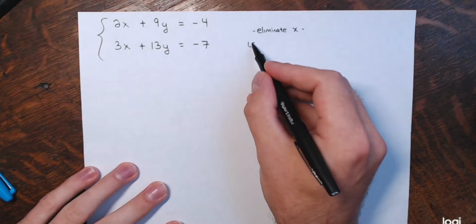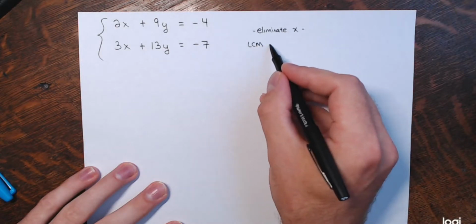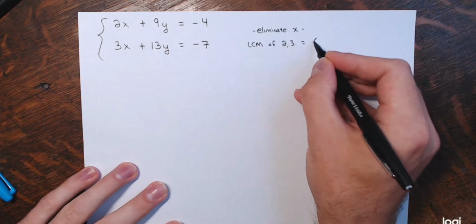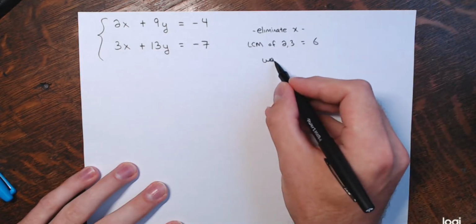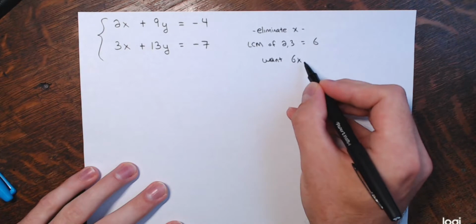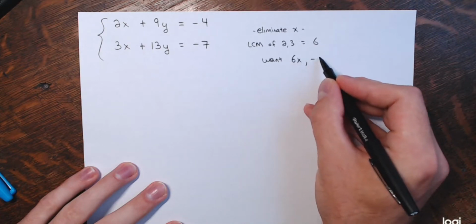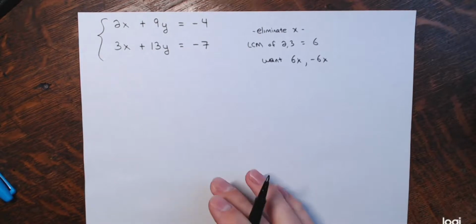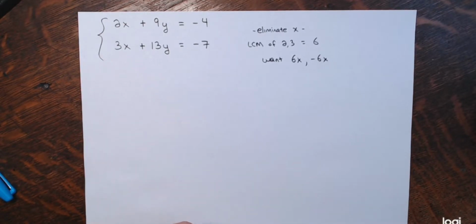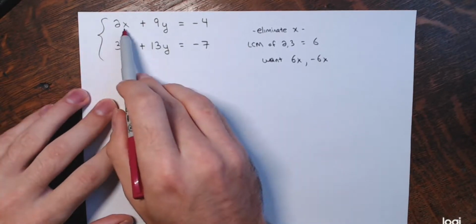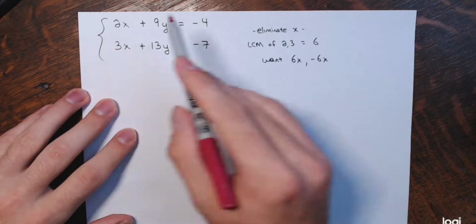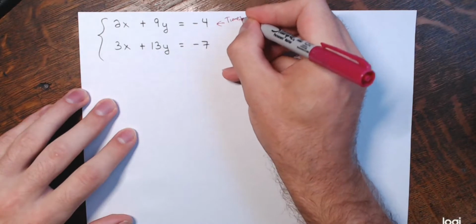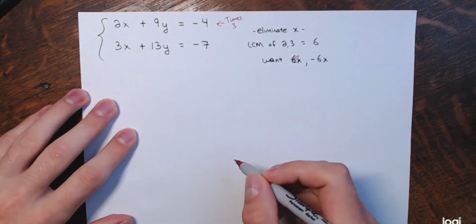So then I'm going to find the least common multiple, LCM, of the coefficients of x, which are 2 and 3. So that'd be 6, right? So I want to have 6x in one equation and negative 6x in the other one. All right, I want opposites. So for the first equation, I got 2x. I could multiply that by 3 and get the positive 6x. Right, so times 3. Multiply everything on both sides by 3 in the first equation.